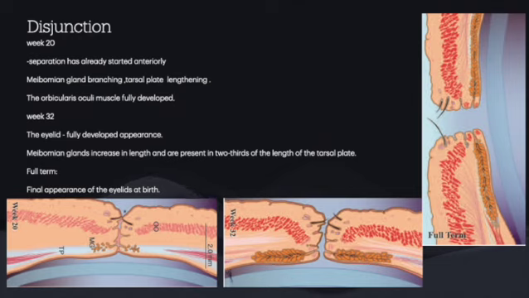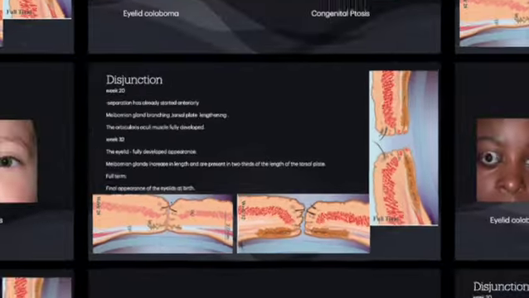If you see the middle picture, that is around week 32, the eyelid has taken its nearly fully developed appearance, and the meibomian glands have increased in length and are about 2/3 of the length of the tarsal plate. And at full term, the final appearance of the eyelids at birth can be seen at the right corner.